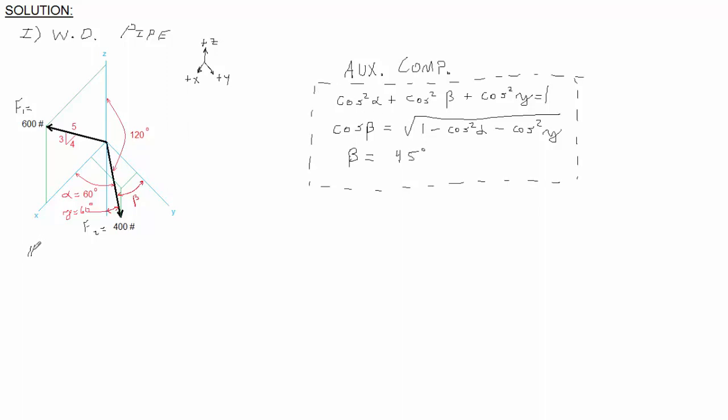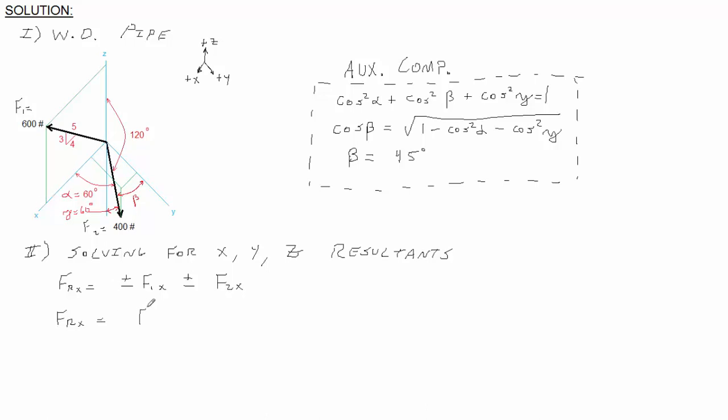Step 2, I would say, solving for x, y, and z resultants. So I'm going to start with FRx. And FRx equals plus or minus F1x plus or minus F2x. FRx equals F1x, is F1, and it's a positive. It's going in the positive x direction. F1 times, now you'll notice that 4 corresponds with the x-axis and 5 corresponds with F1, so that's 4/5 of F1.